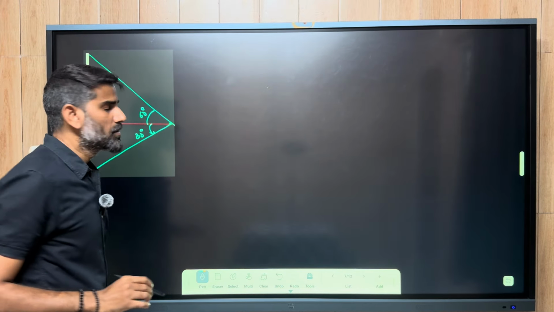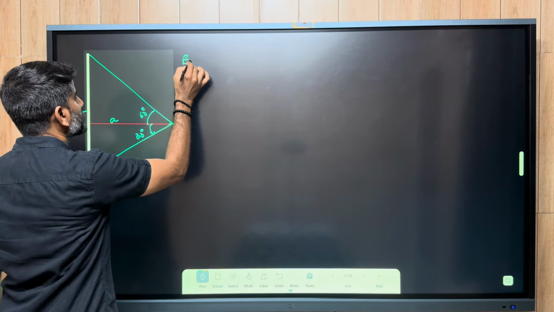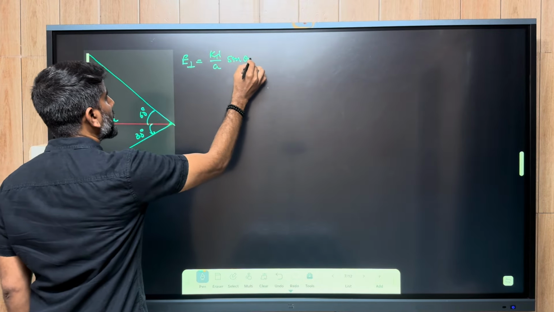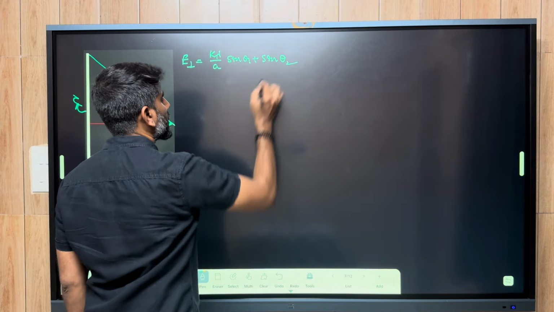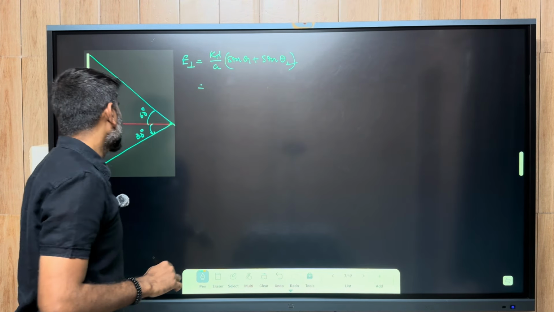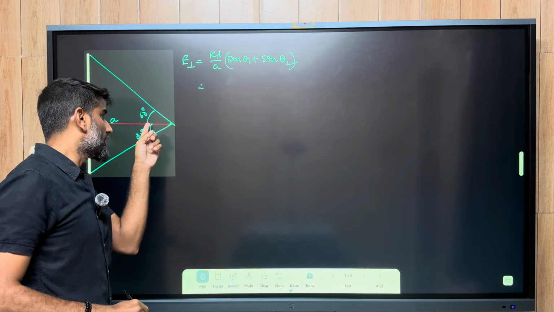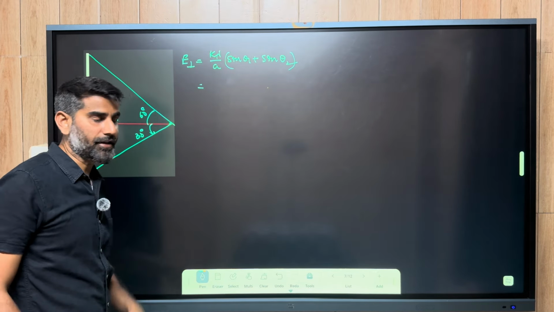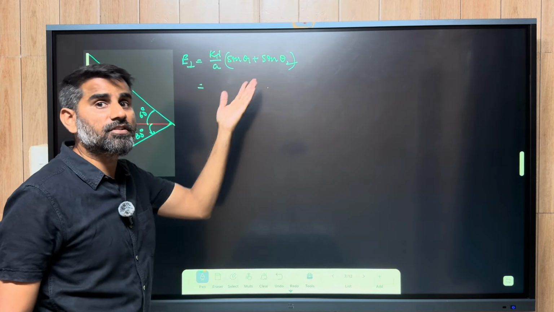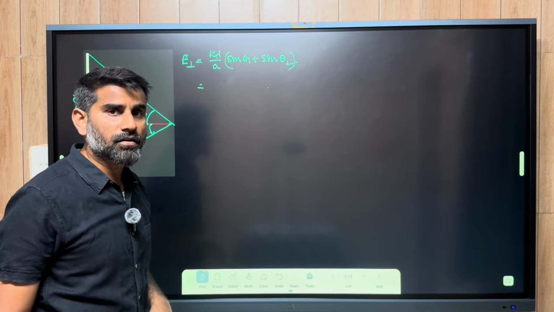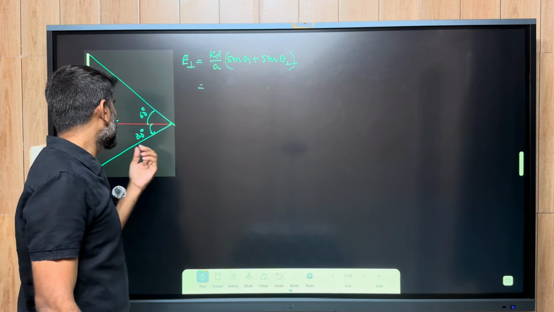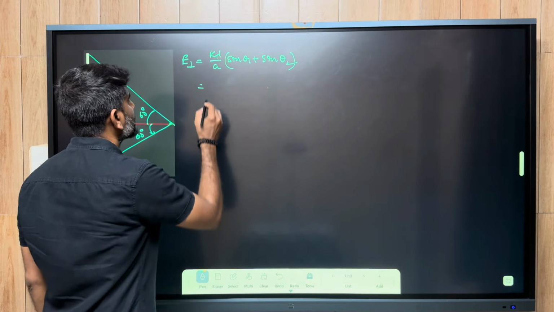Now E perpendicular is equal to k lambda by A (sine theta 1 plus sine theta 2). Now sine theta 1 is 30 degrees. We are measuring this angle below the vertical reference line, but while deriving this equation we have already used the negative sign. If we use the negative sign again, it will give us wrong results. So I'm going to use this angle as it is.